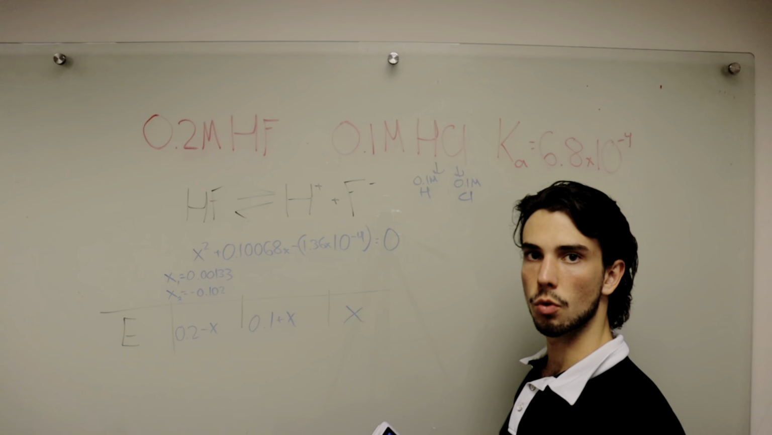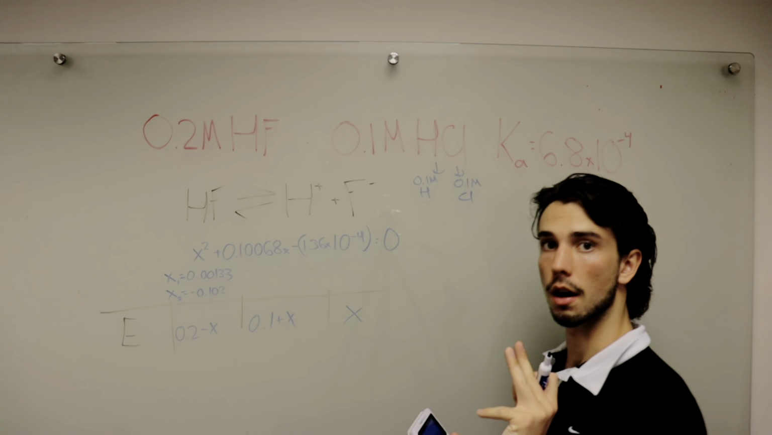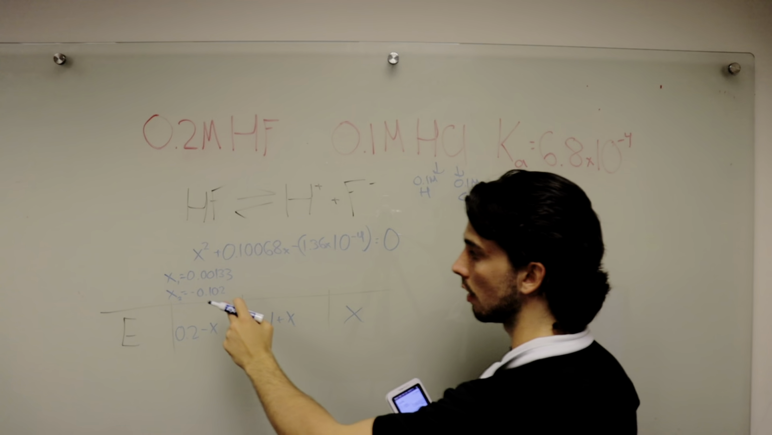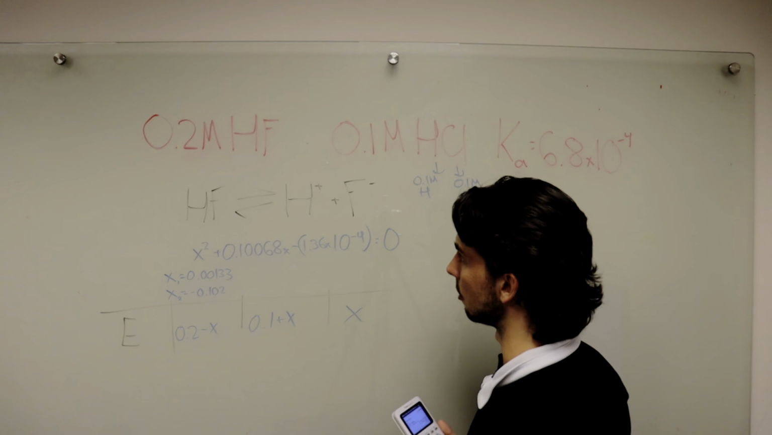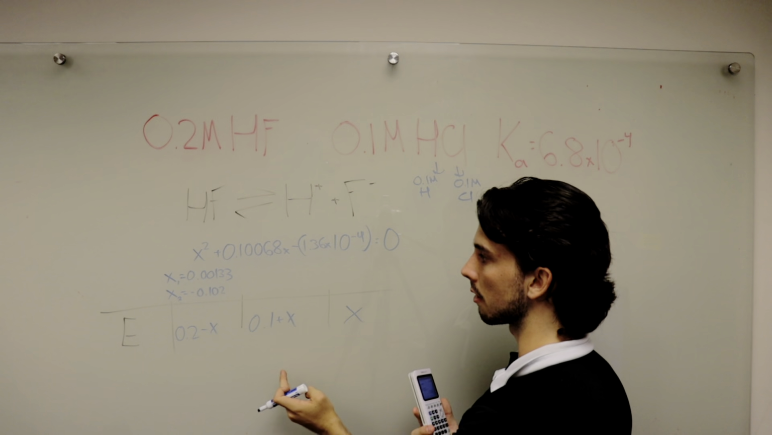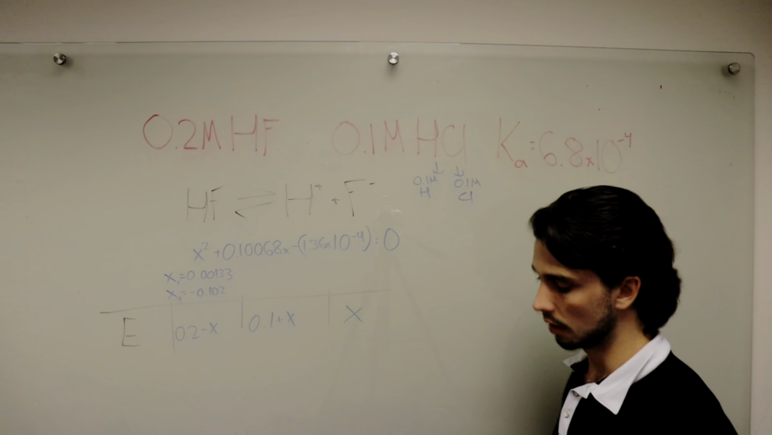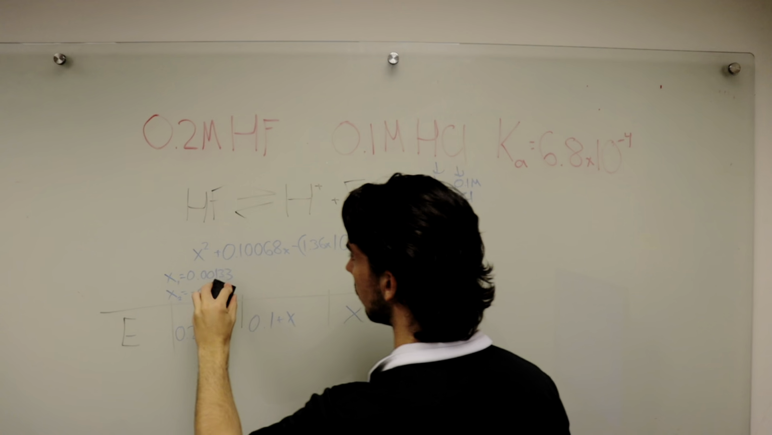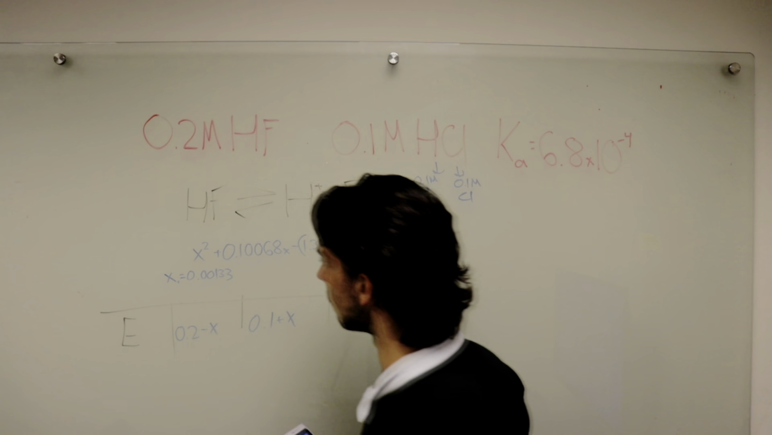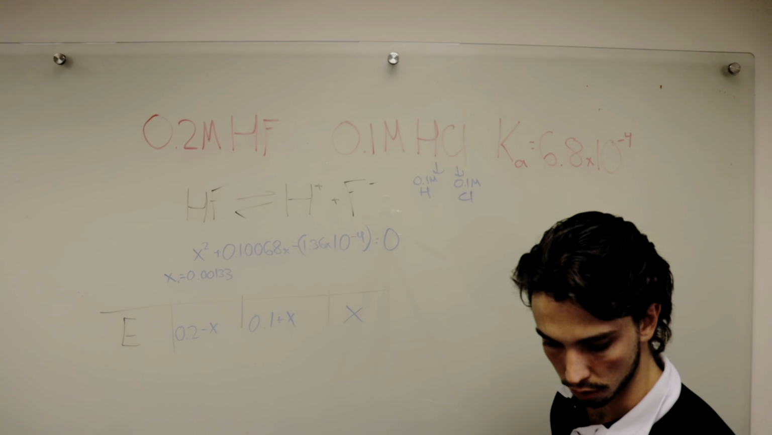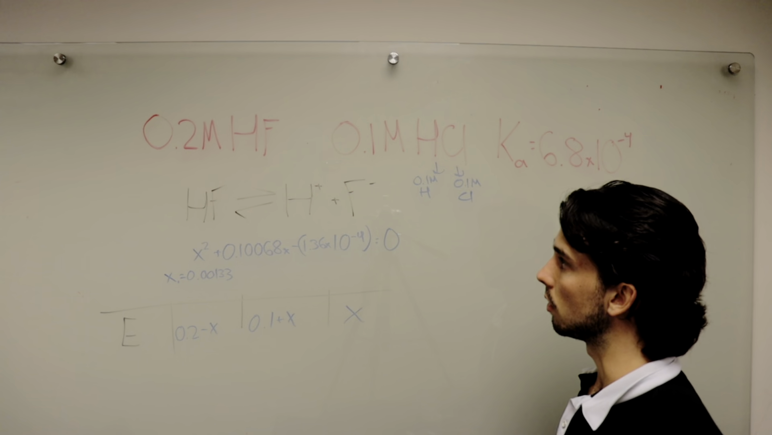When we plug that into our formula, it's going to give us two x values, and we have to remember which one to use. We're never going to use the negative value, because we can't start with nothing and subtract something. So our x value is the first, positive one, 0.00133.